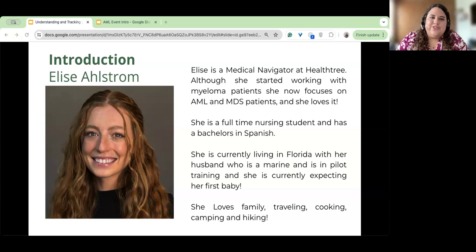So now I would like to introduce you all to Elise Ahlstrom. Elise is a medical navigator at HealthTree. Although she started working with myeloma patients, she now works deeply with AML and MDS patients, and she loves it. She's a full-time nursing student and has a bachelor's in Spanish. She's currently living in Pensacola with her husband, who is a Marine and is in pilot training, and they're both currently expecting their first baby, and we couldn't be happier for them. She loves family, traveling, camping, and hiking. And as you can see, this is why I'm so excited to have her on to speak to us today.